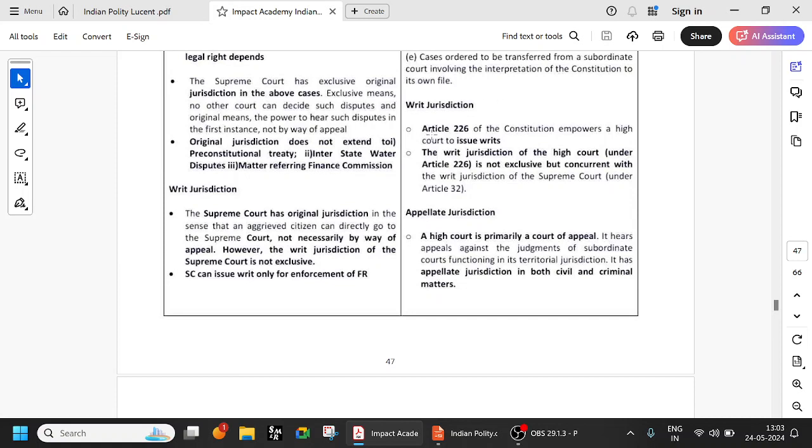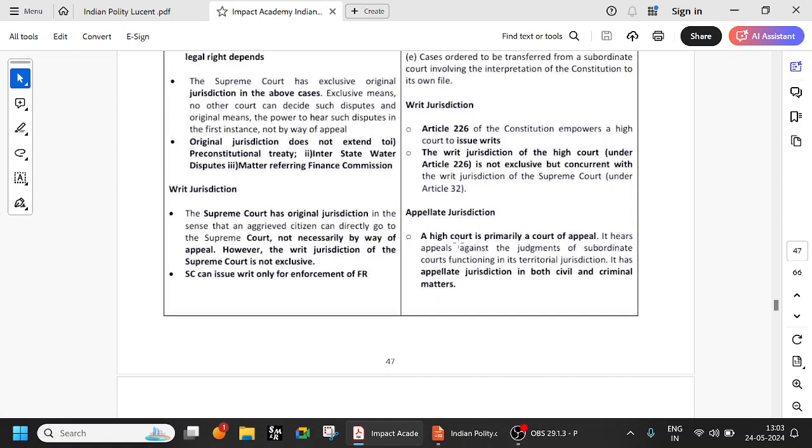But if you look at the writ jurisdiction of High Court, it is wider. Here it is Article 32, here it is Article 226. Article 226 of the Constitution empowers the High Court to issue writs. The writ jurisdiction of High Court is not exclusive but concurrent with the writ jurisdiction of the Supreme Court. In both cases it is not exclusive. So, on the same issues like fundamental rights, both High Courts and Supreme Courts can issue writs. But the writ jurisdiction of High Court is wider.